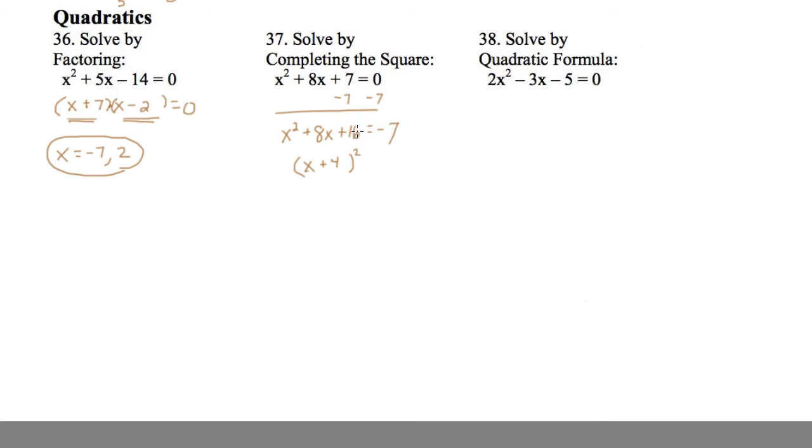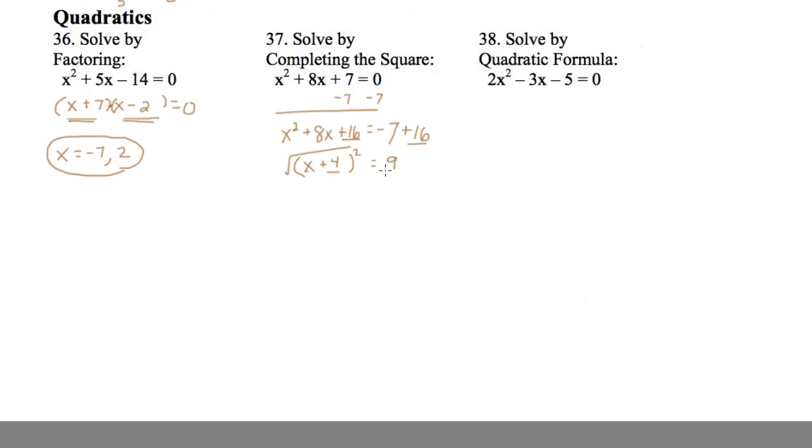Since you added 16 kind of randomly here, then you also have to, since this is an equation, add the 16 over here. So the three spots you have to fill in are this one, and this one. Boom, boom, boom. Okay, now that you get this far, now you can just solve. This will be 9. And now you can just solve for x.